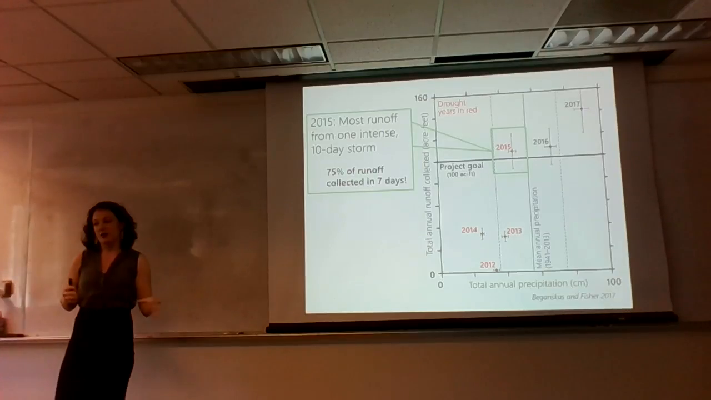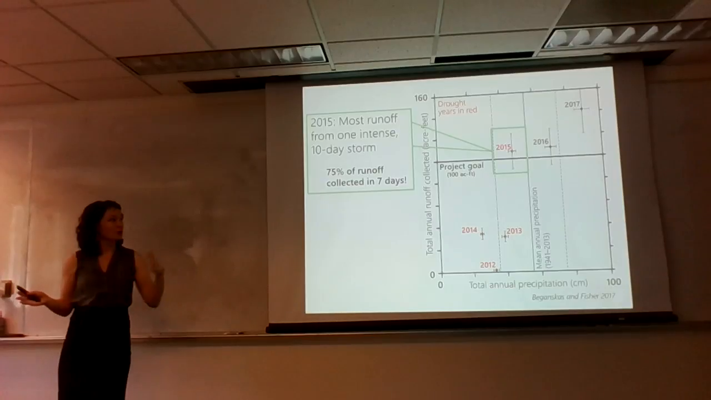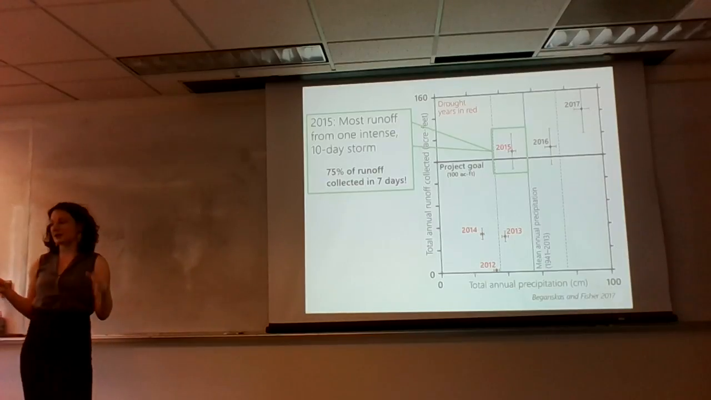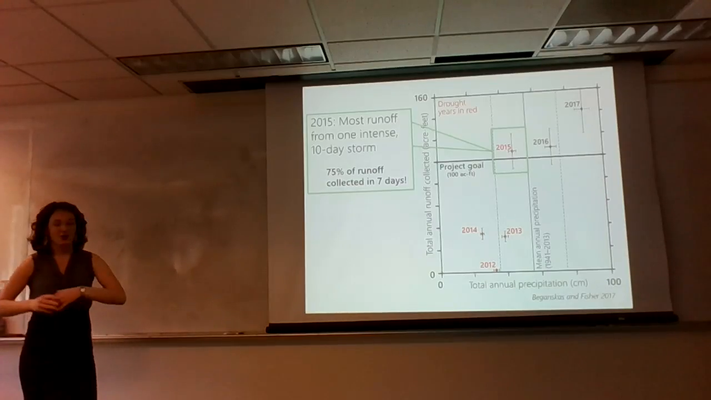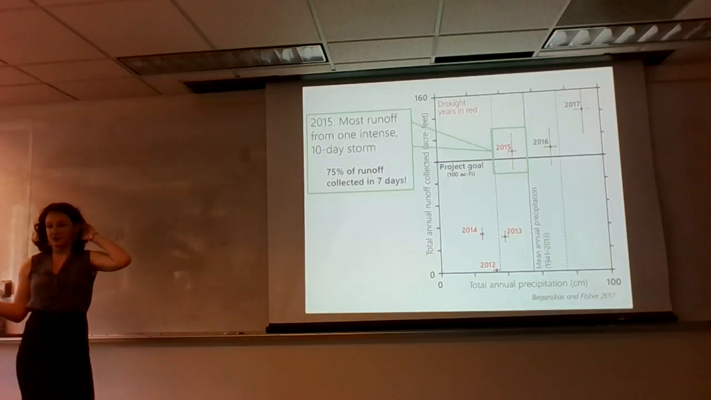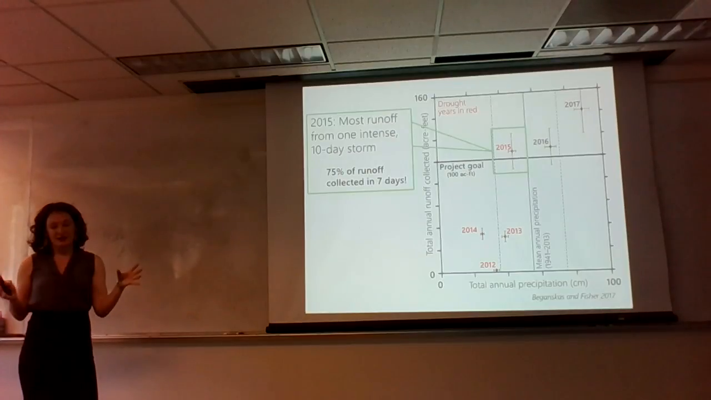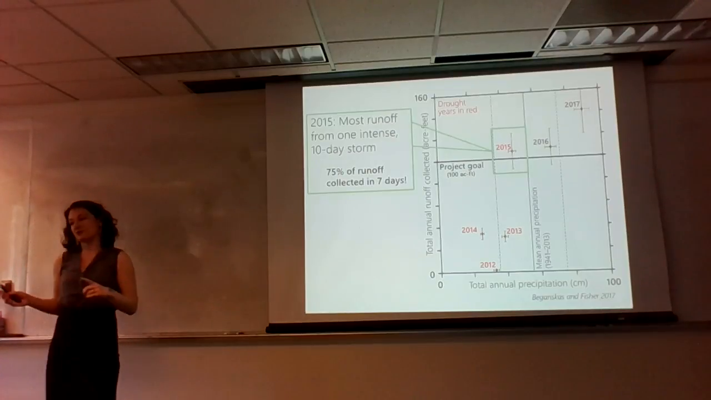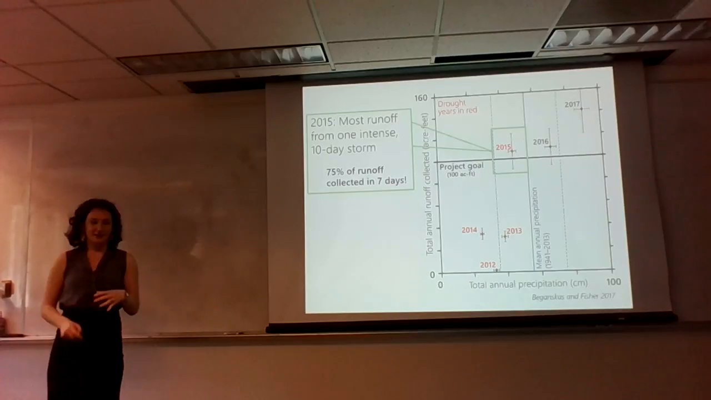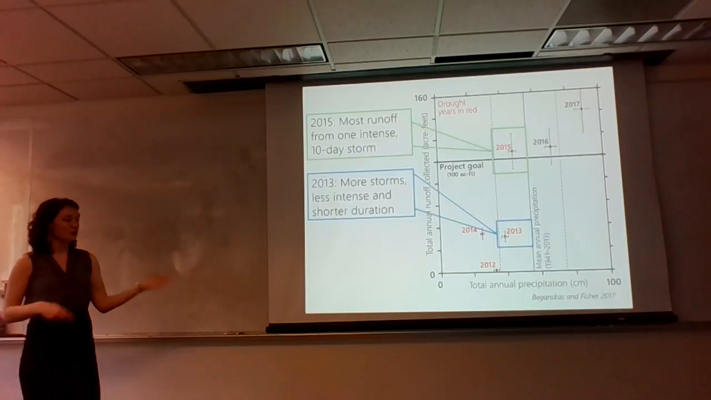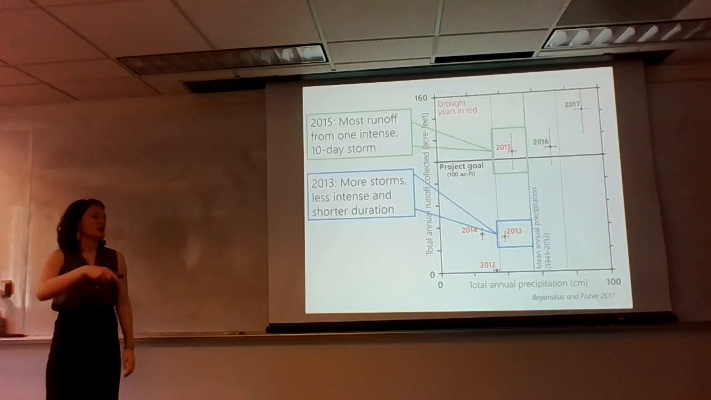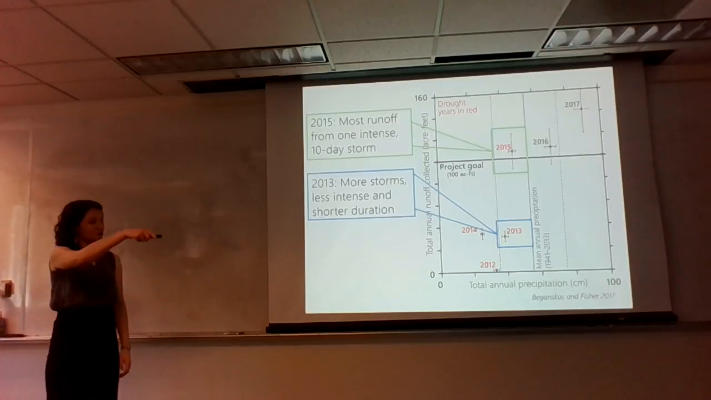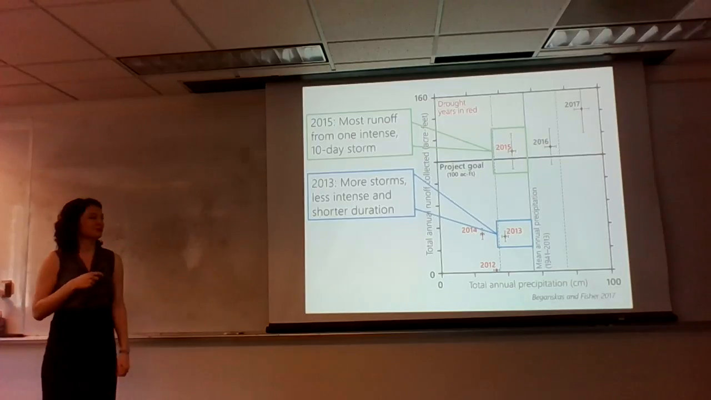Well, most of the rainfall and most of the runoff in that water year were generated during a single series of storms that lasted for about 10 days. 3/4 of all the runoff collected during that year were collected in about 7 days, and about 1/4 of all the runoff for the year was collected in less than 2 days. We can compare that to 2013, a year which had a similar amount of total rainfall, but about 1/4 of the total runoff compared to 2015.